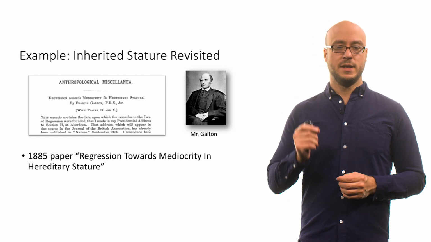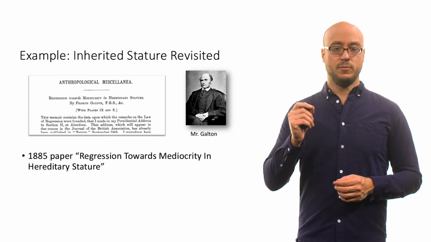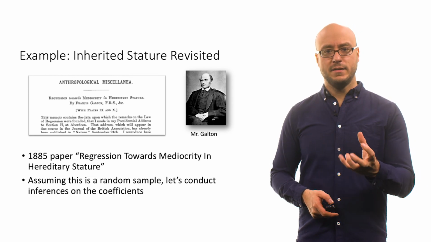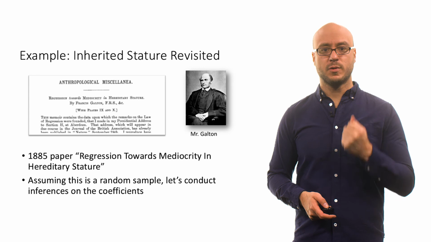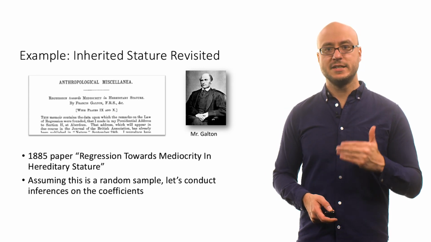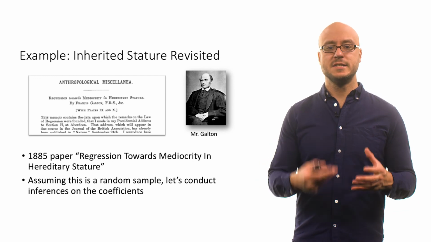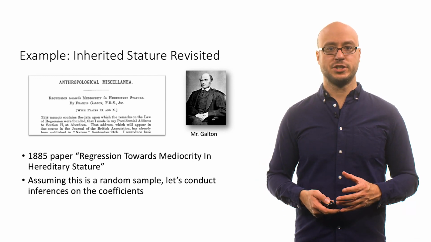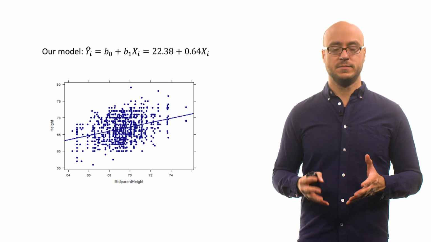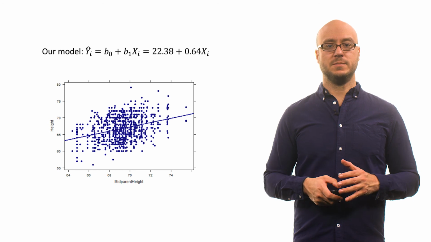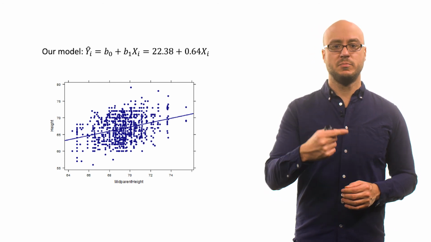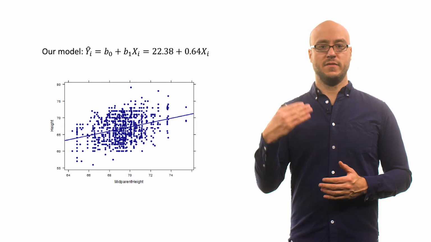Francis Galton, in his 1885 paper, with his beautiful title, Regression Towards Mediocrity in Hereditary Stature, invented this idea of a regression model. So let's look at his analysis, assuming that it's a random sample from a population. Let's conduct inferences on his regression coefficients. So this is the model on the full sample of data, right? We have roughly 800 observations, and you can see that he's trying to predict the height of children based on an overall measure of the height of parents.